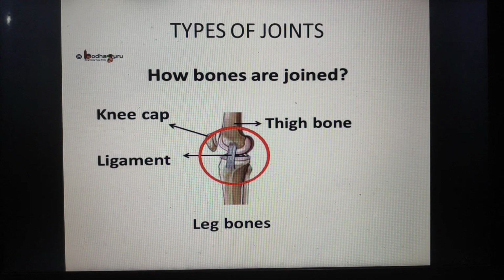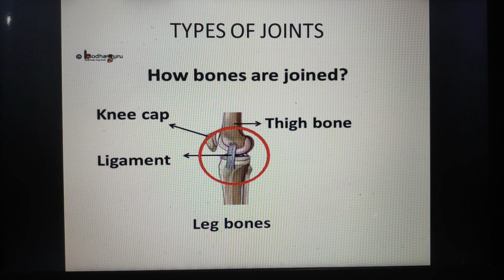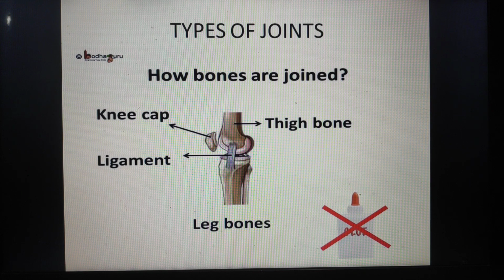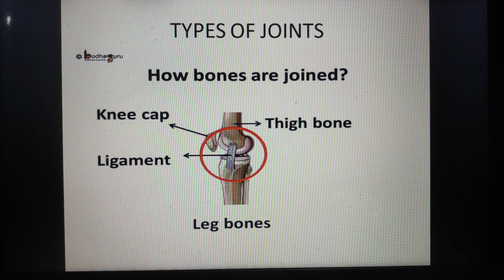Have you thought about how bones are joined together? Is glue used to join the bones to form the skeleton? Tissues that join one bone to another are called ligaments. They hold the joints together.